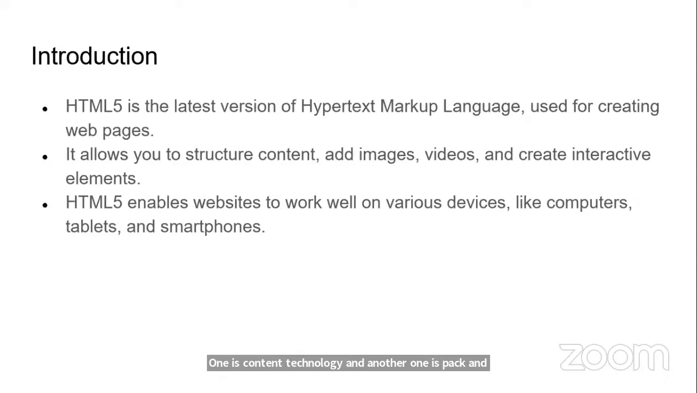One is front-end technology and another one is back-end technology. HTML5 is a front-end technology. The main role of front-end technology is to make things visible to the users. You are able to see the images, read the text, click and do some actions on it, and perform addition and subtraction if you are using a calculator. All these things are possible with this HTML language.